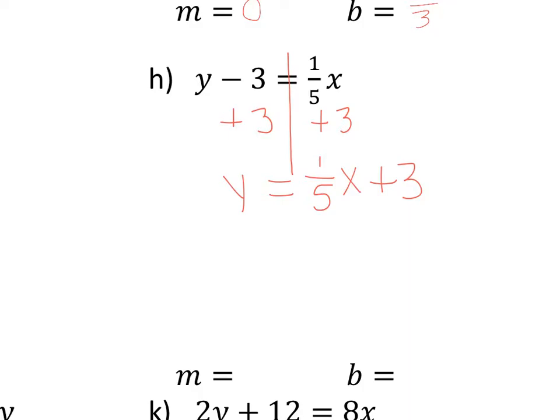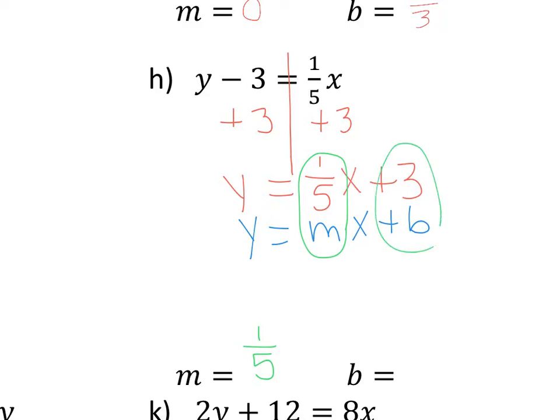It's also good practice to put your x term first in your equation so that it's in slope-intercept form, which I do have right now. Y equals mx plus b. Our slope is 1/5, and our y-intercept is +3.